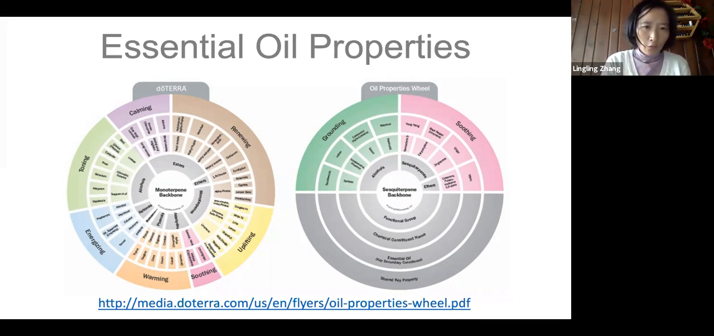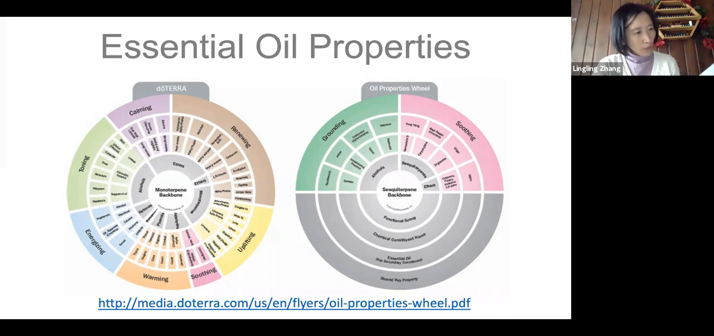So from the backbone, you can have different chemical groups. For example, esters and alcohols. I'm looking at my paper.